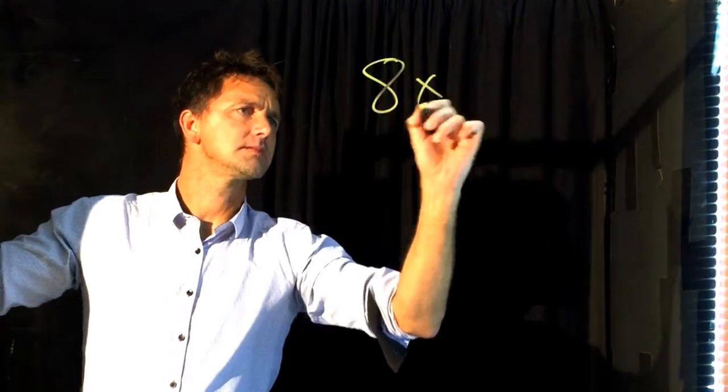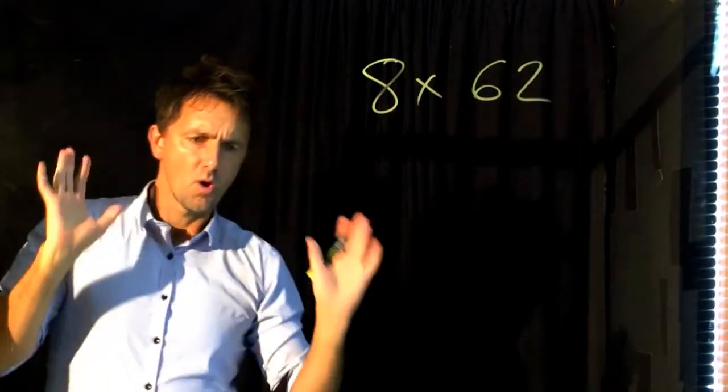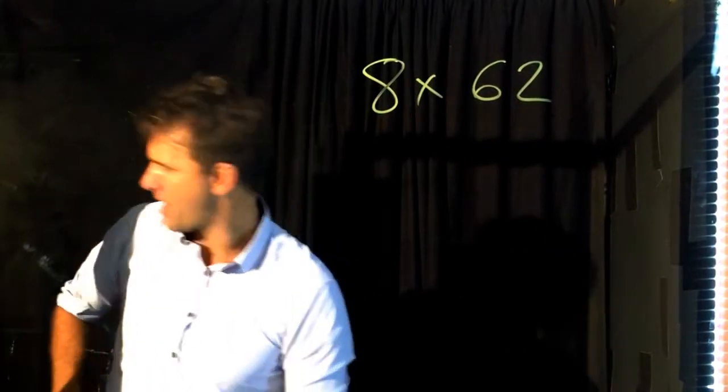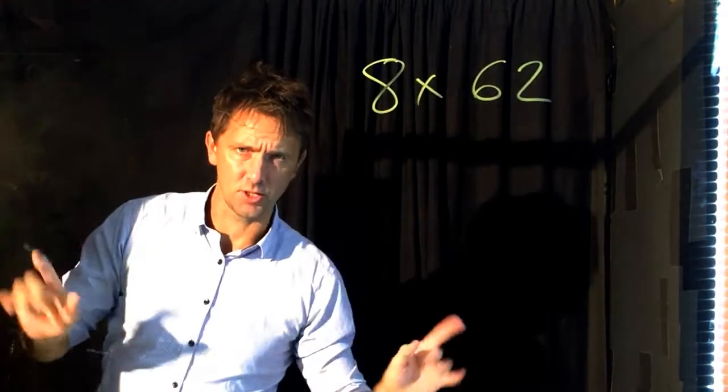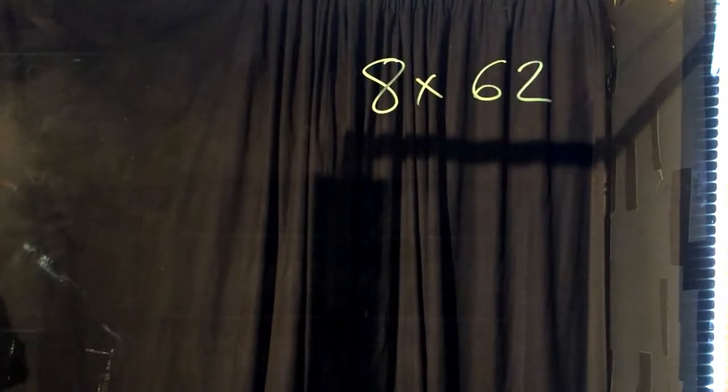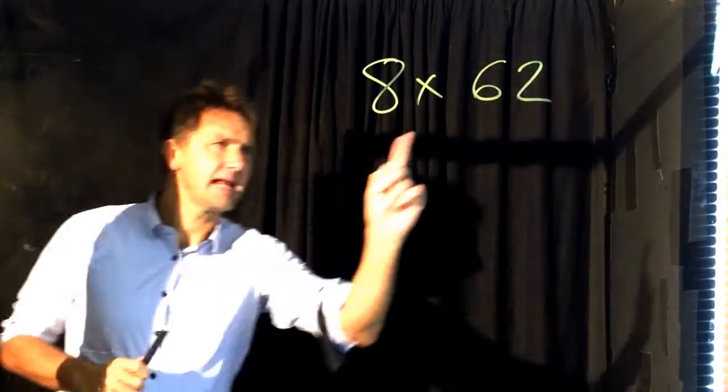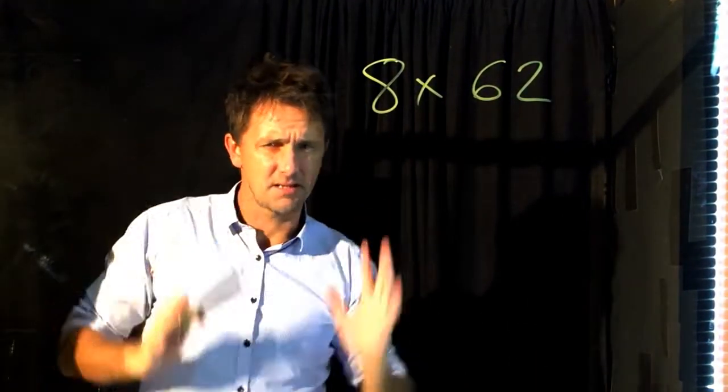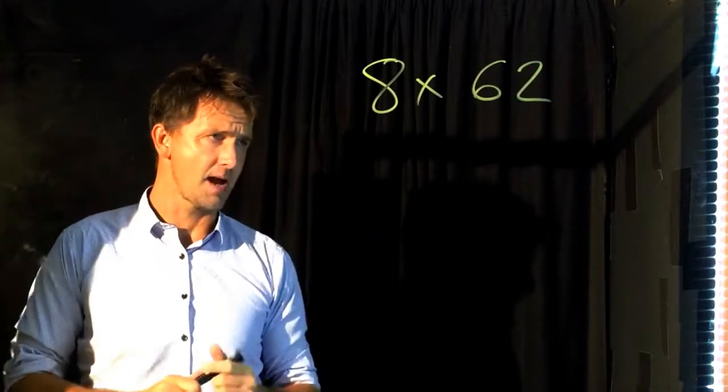Okay, what about this one? What about 8 times 62? Well, we've got to round that off. We're not going to do 8 times 62. No way. This number here, this 62, can be made a simpler number, a rounded off number.